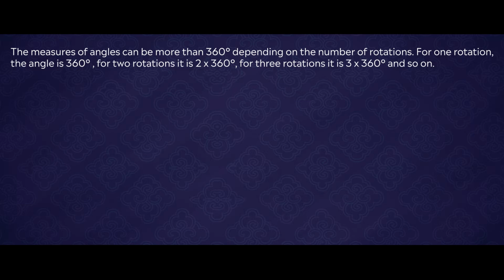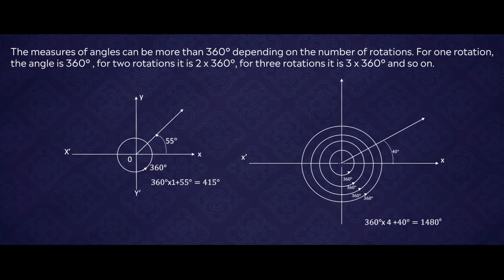Now let us look at this picture to check 415 degree in this diagram. So 415 degree is equal to 1 rotation, that is 360 degree times 1 plus 55 degree, which will be equal to 415 degree. So this 415 degree angle is more than 360 degree, and 415 degree lies in the first quadrant.